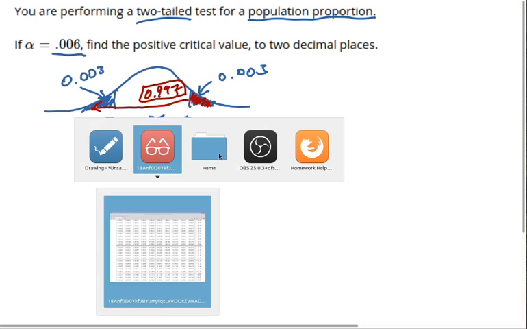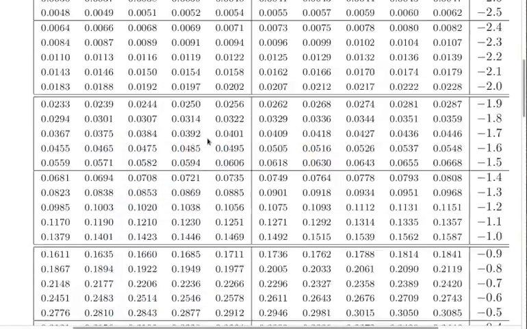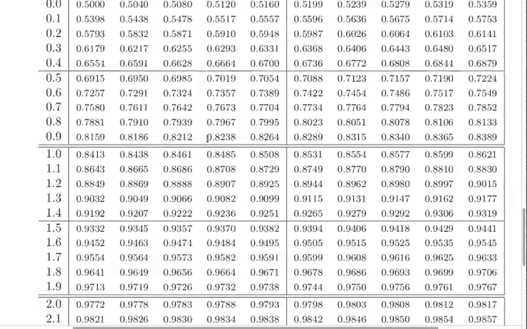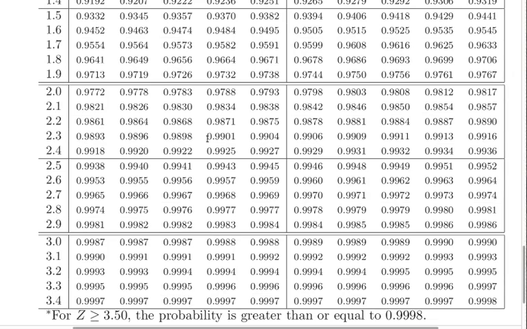So let's look up 0.997 on the table. 0.9969, 0.997, and that will be a z-score of 2.75.